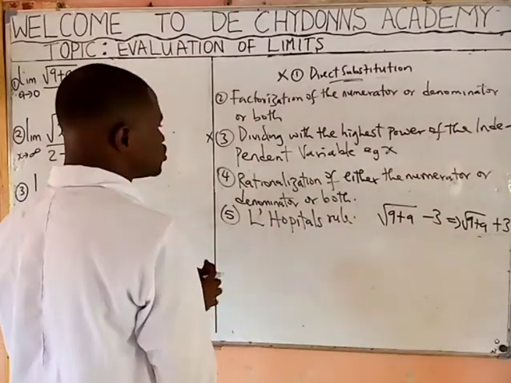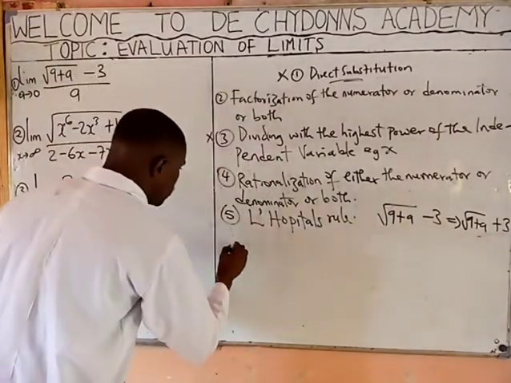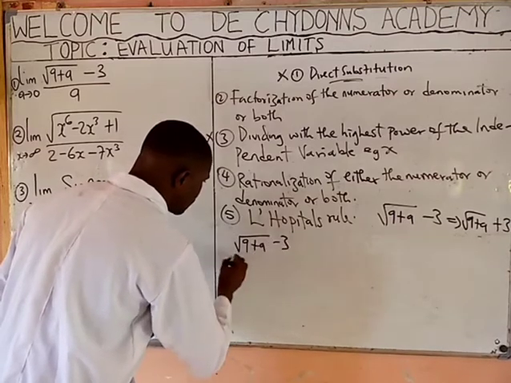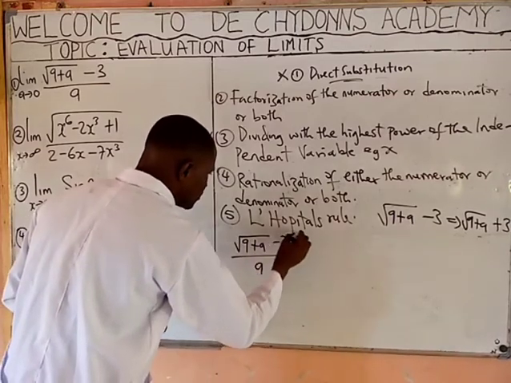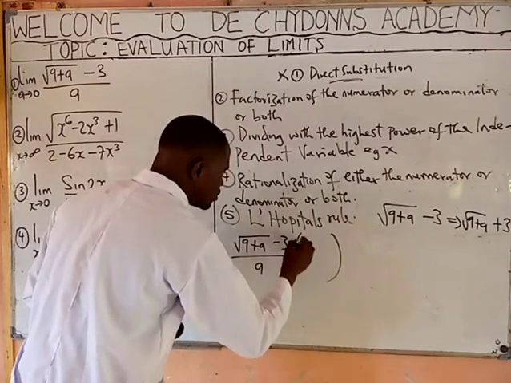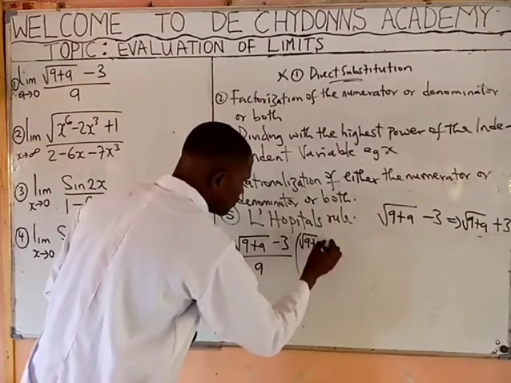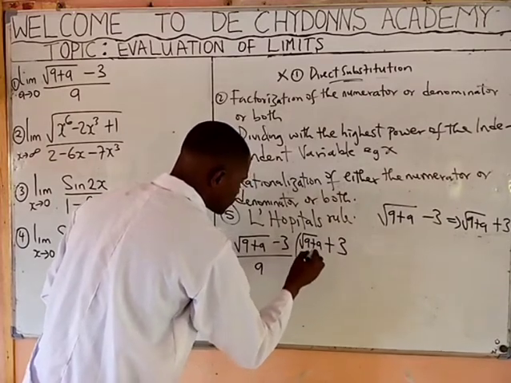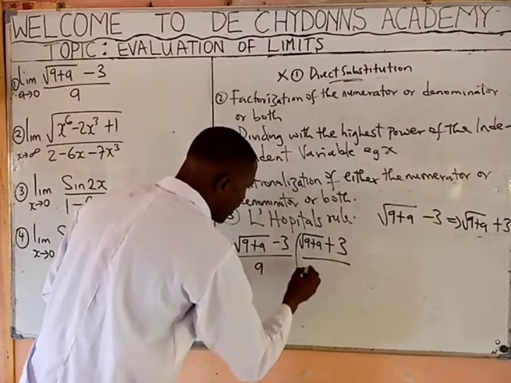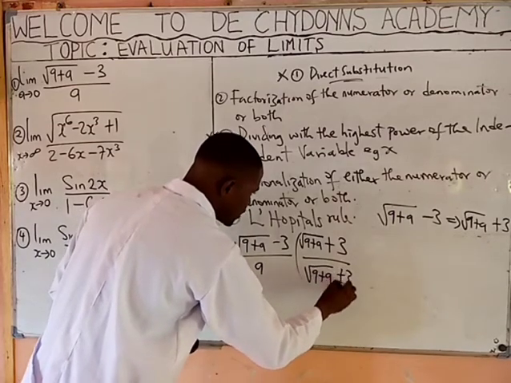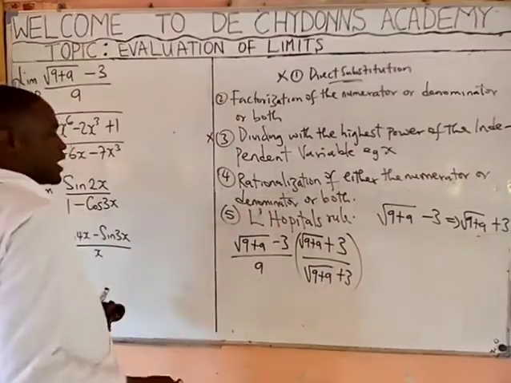So, we use that conjugate to multiply up and down. We say square root of 9 plus a minus 3 all over a, times square root of 9 plus a plus 3 all over square root of 9 plus a plus 3. So use it to multiply up and down.